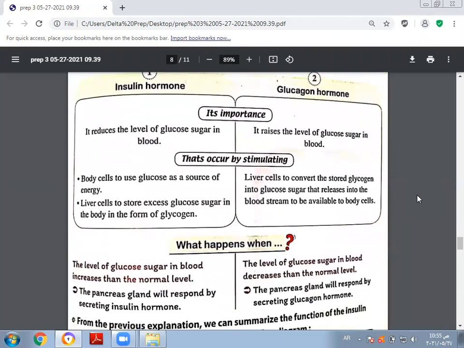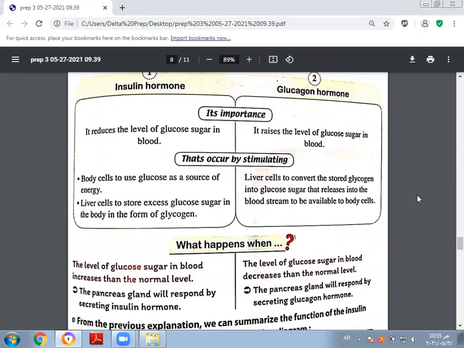Pay attention. Insulin hormone's importance is that it reduces the level of glucose sugar in the blood. Reduces means decreases the glucose sugar level in the blood, and that occurs by stimulating the body cells to use glucose as a source of energy, and also the liver cells to store excess glucose sugar in the body in the form of glycogen.